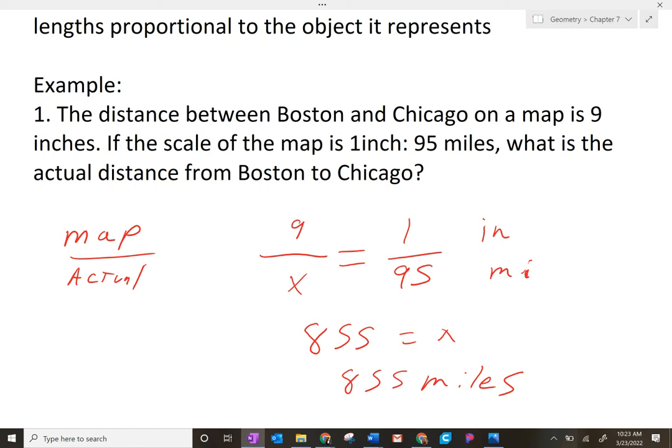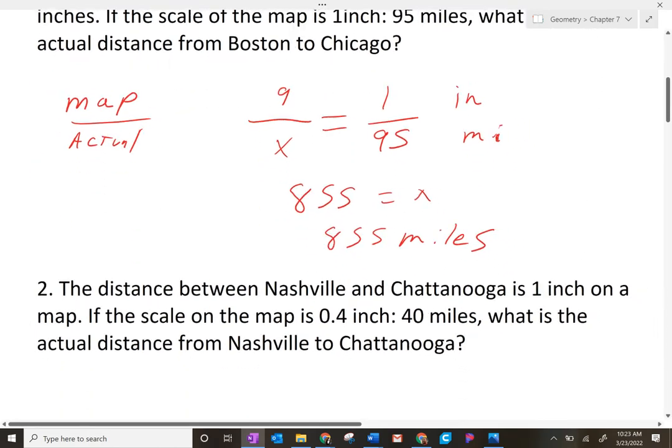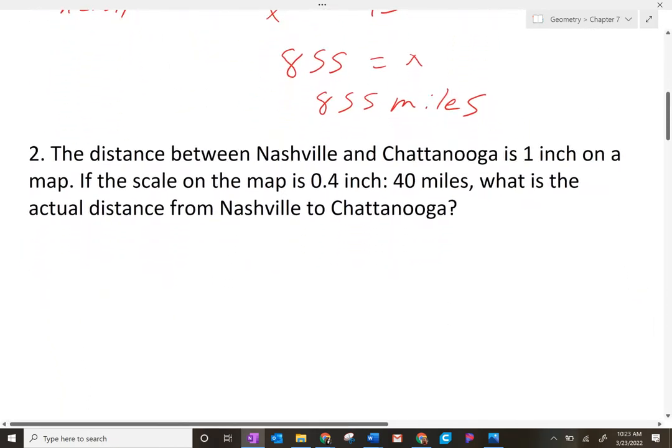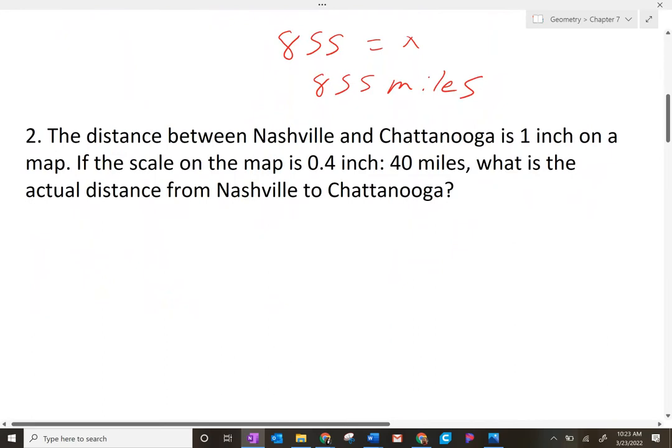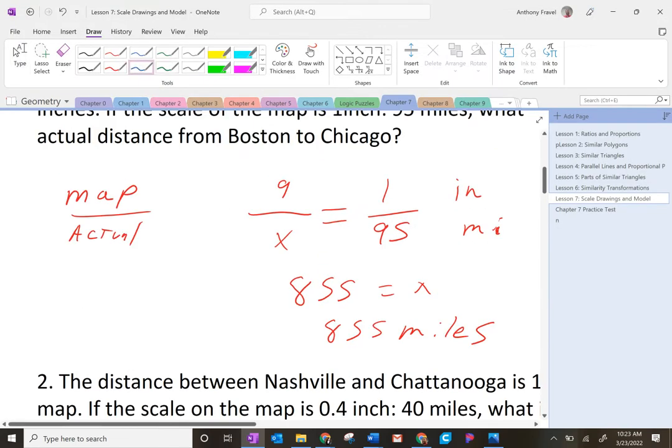Realistically, I think I'm going to do about 3 examples total, and you guys are good to work. Anybody need more time? Okay. So I'm going to go on to example number 2. Let me get a different color too. You guys will talk me through this one.